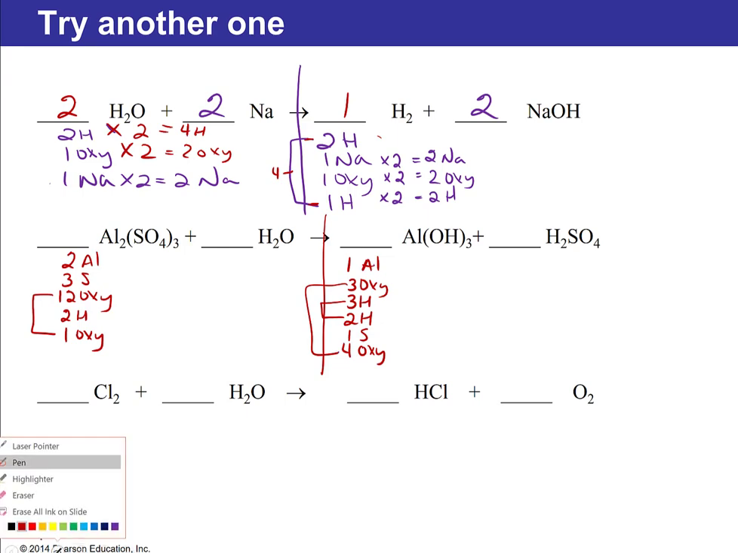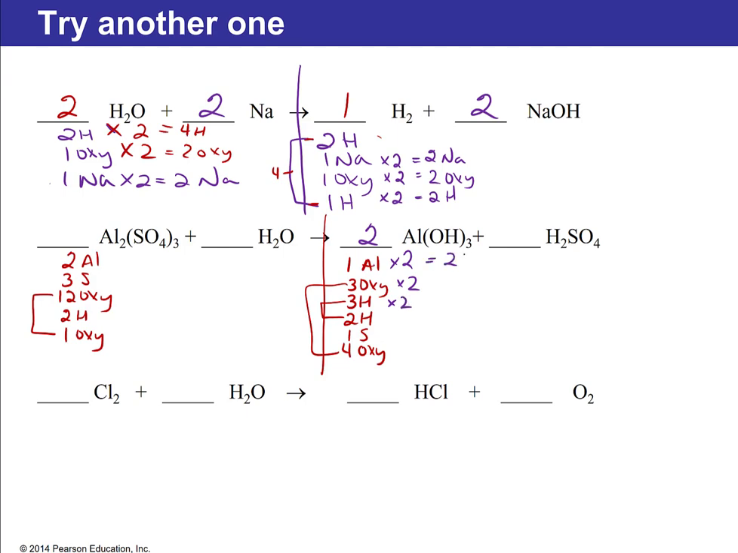So with aluminum, I'm going to put a 2 here. Now everything in this molecule is multiplied times 2. So just make sure you multiply everything that's in the formula. So 2 aluminums, 6 oxygens, and 6 hydrogens. Now I gotta balance sulfur.